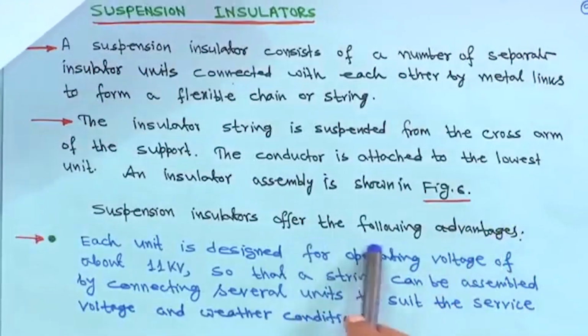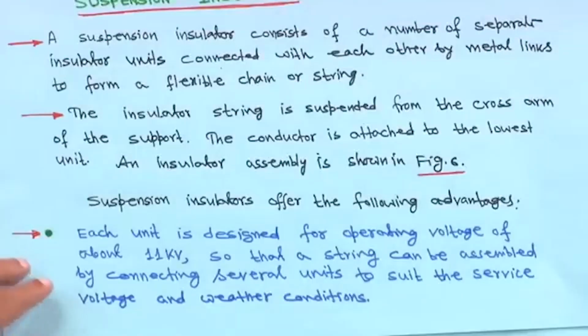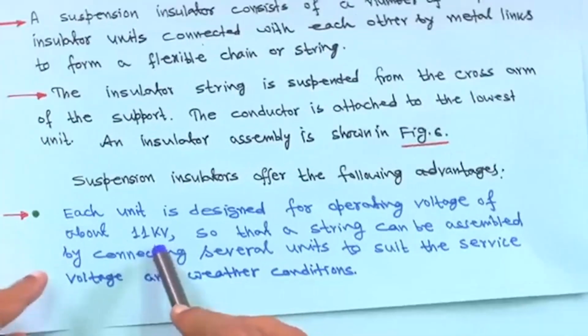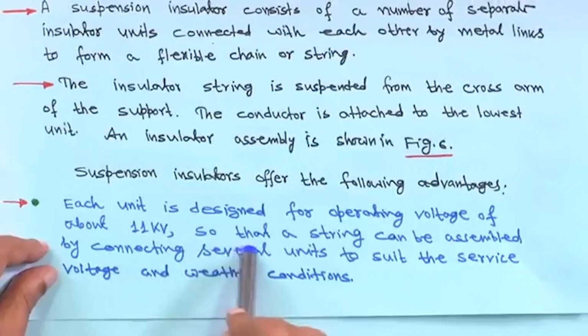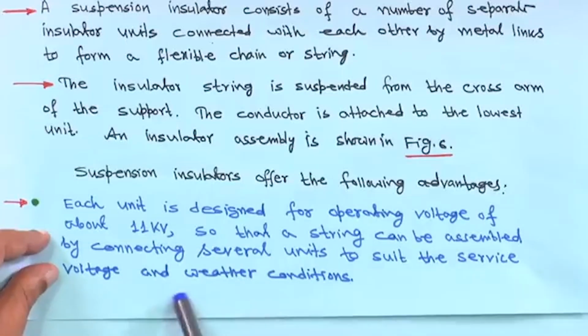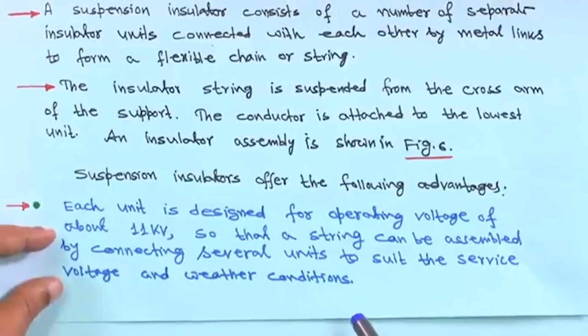And the suspension insulator offers the following advantages. What are the advantages? Each unit is designed for an operating voltage of about 11 kV. I told you this thumb rule. So, a string can be assembled by connecting several units to suit the service voltage and weather condition. For example, for a 220 kV line, roughly 22 pieces will be there, which will form one string. That means it will be very heavy.